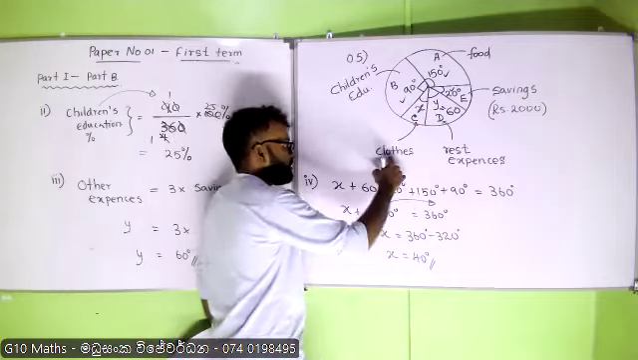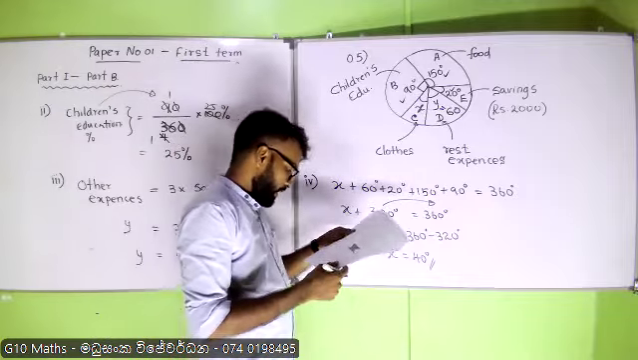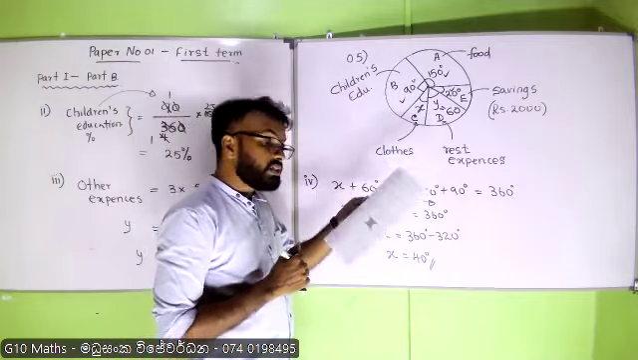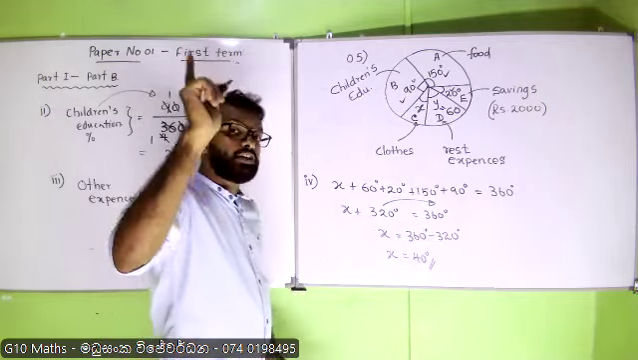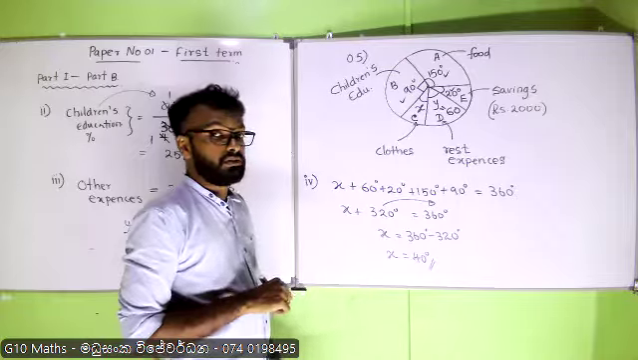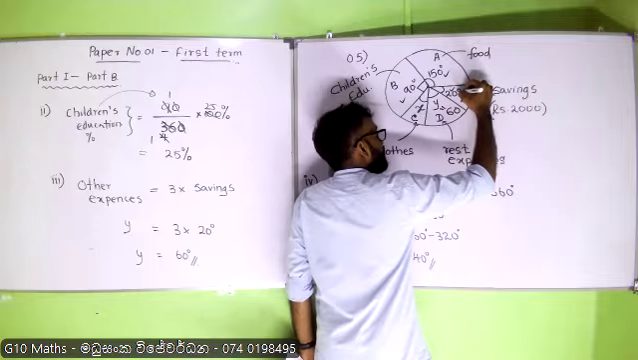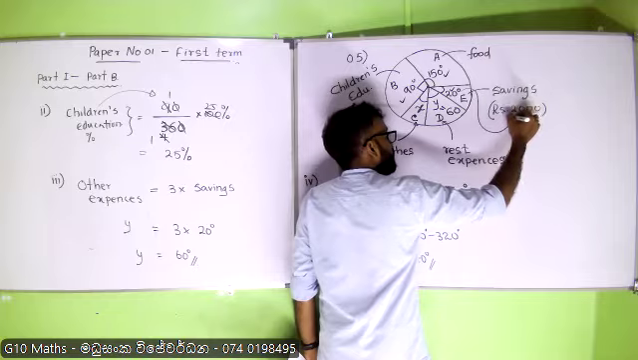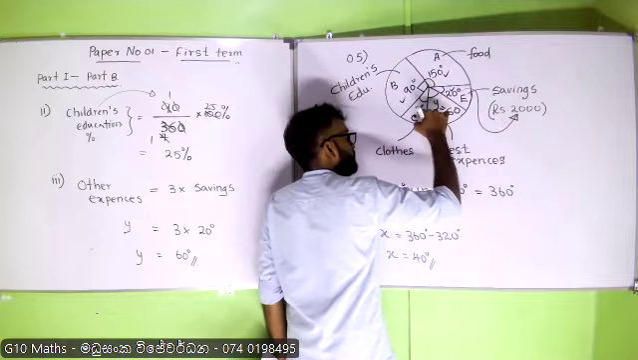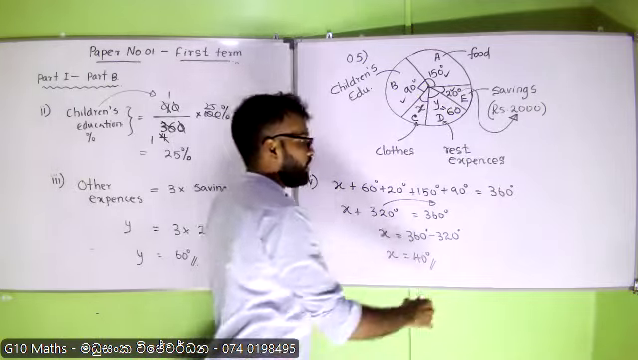So for clothes, it is 40 degrees out of 360. Then they are asking, find the expenses for the clothes, in rupees. 20 degrees represents 2000. Then how much for 40? So you can get the answer.